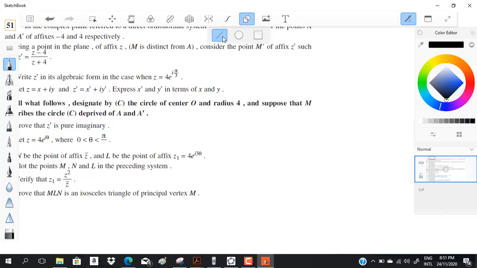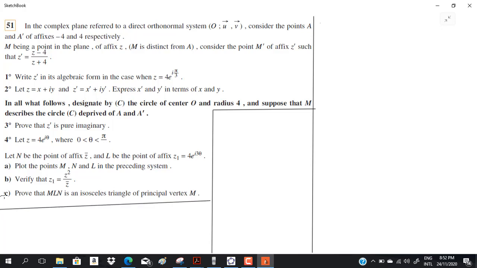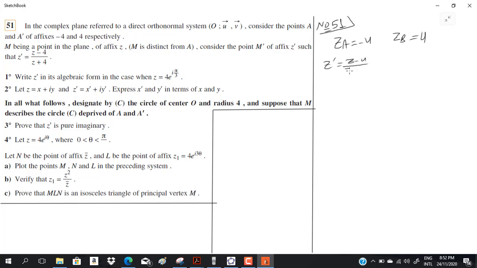خليني بس أرسم line. بدي أعمل مساحة حتى أقدر أكتب بقلبها. أوكي، لكن عنا أول شي z لل A number 51. معنا z لل A equal -4 and z لل B equal 4. والmain relation هي z prime equal z -4 over z plus 4.